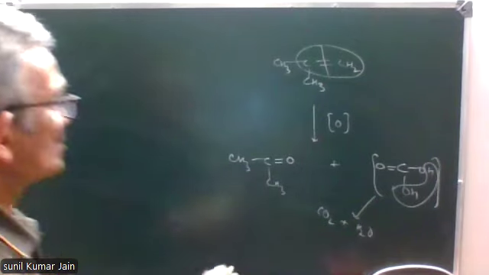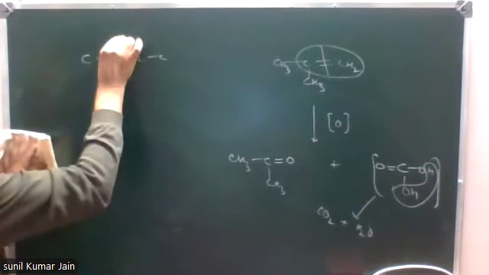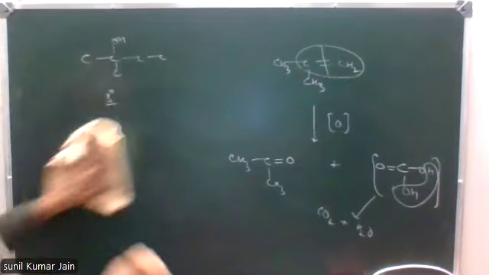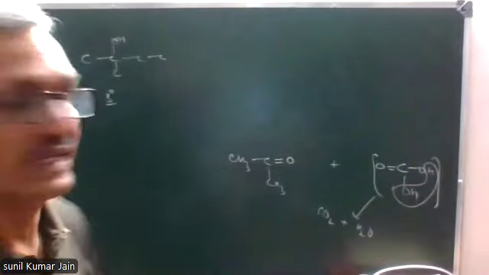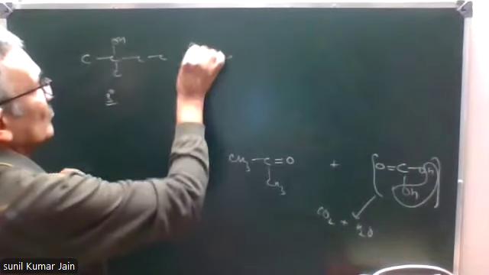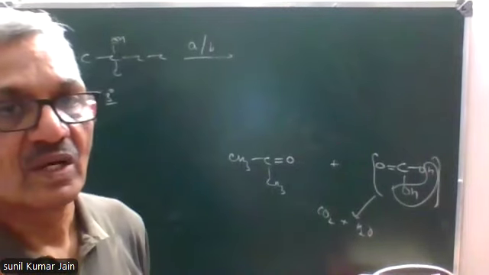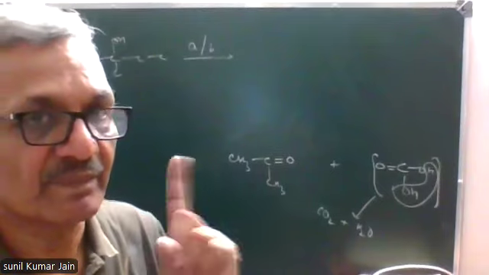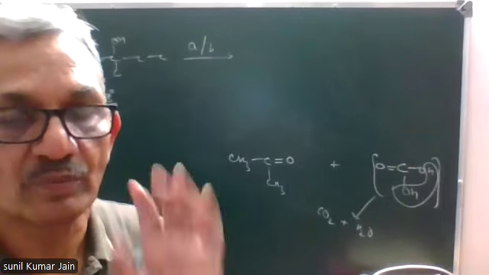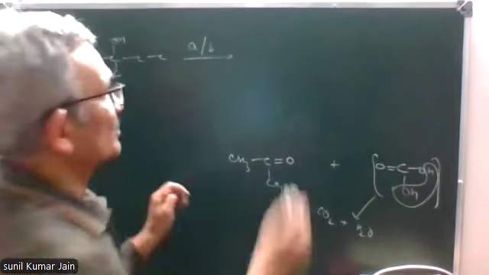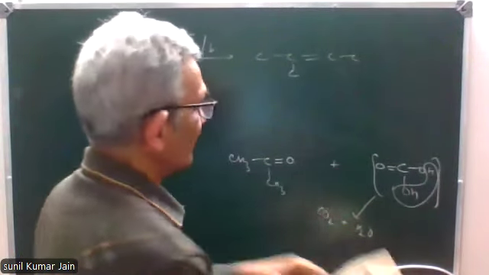Done? Now, second example. This is again a tertiary alcohol, tertiary pentyl alcohol. With A or B we will get an alkene, but remember, this time the alkene will be written on the basis of Saytzeff's rule. More symmetrical alkene will be formed. This is the alkene obtained.